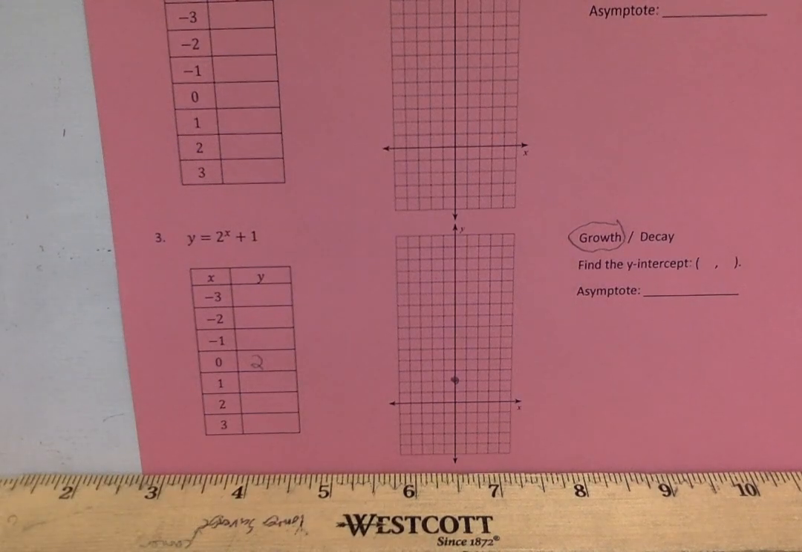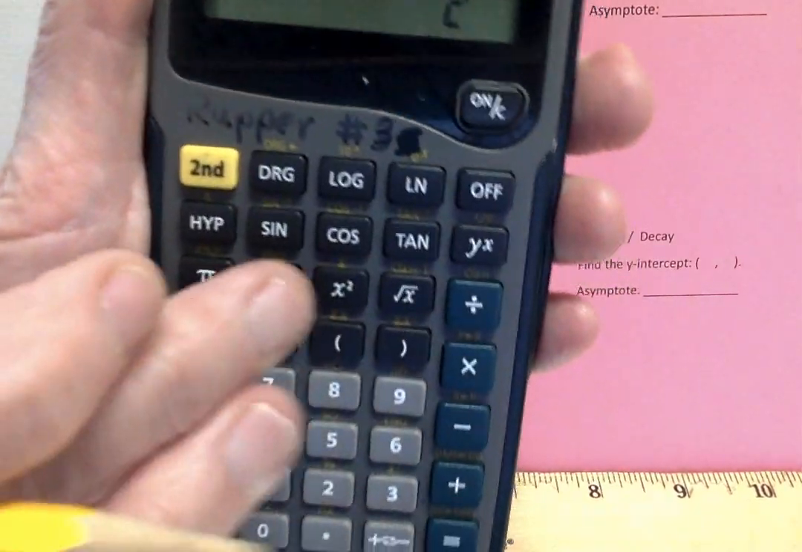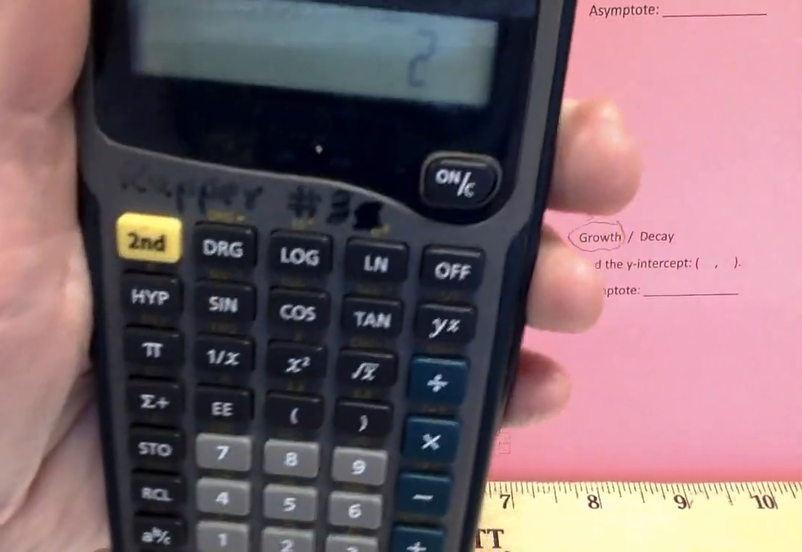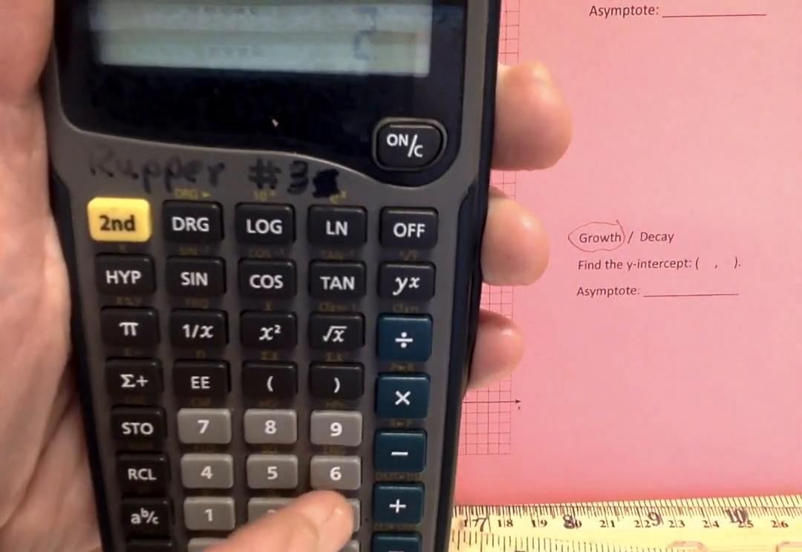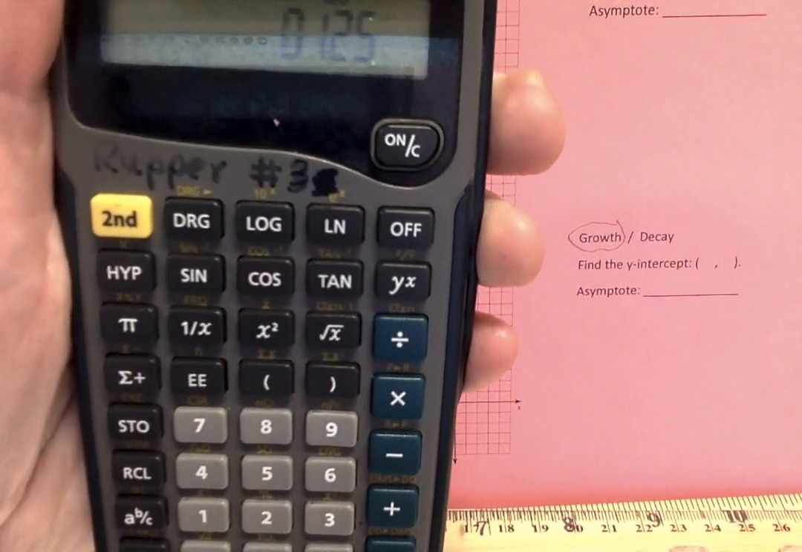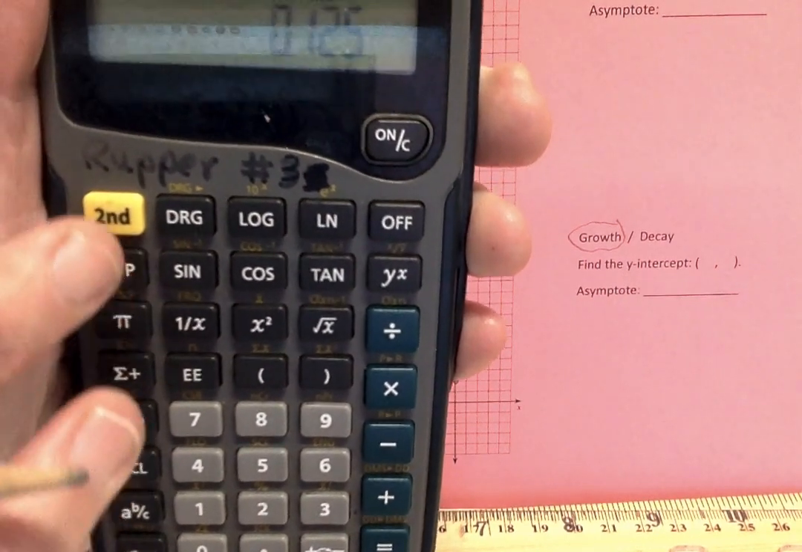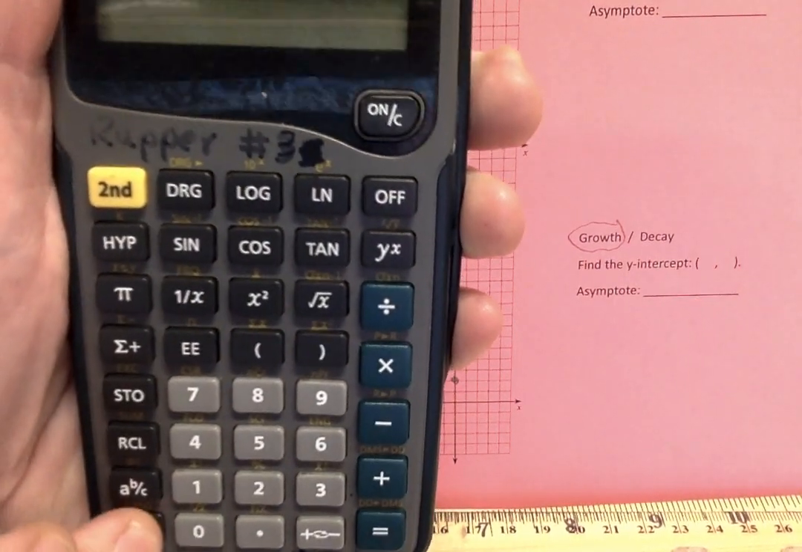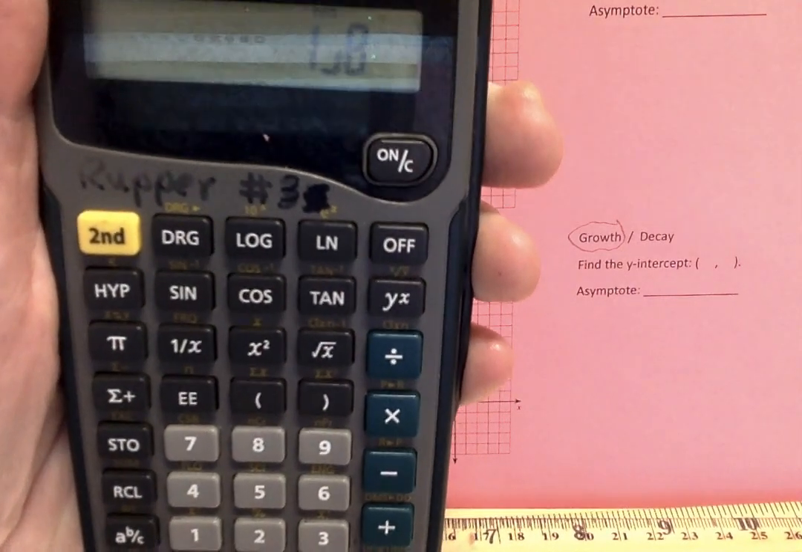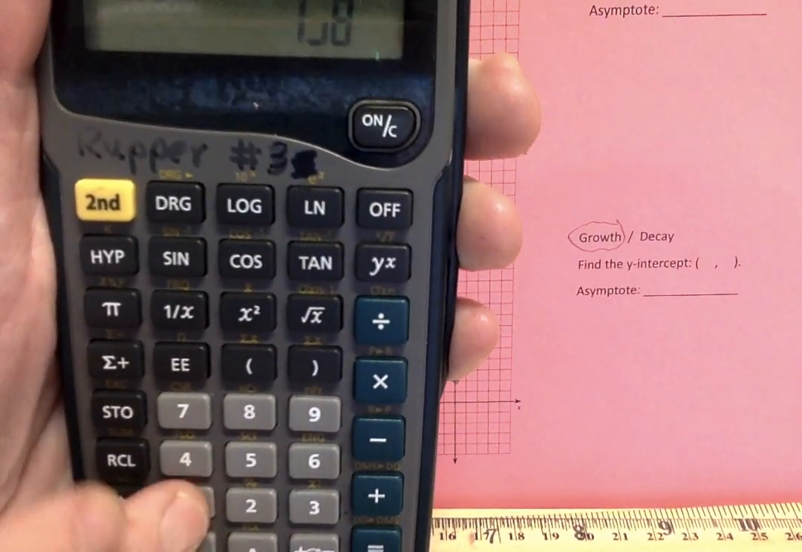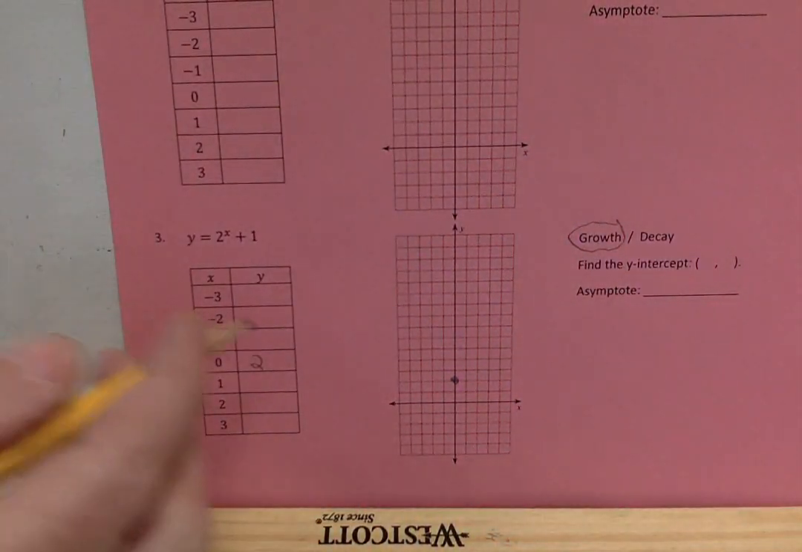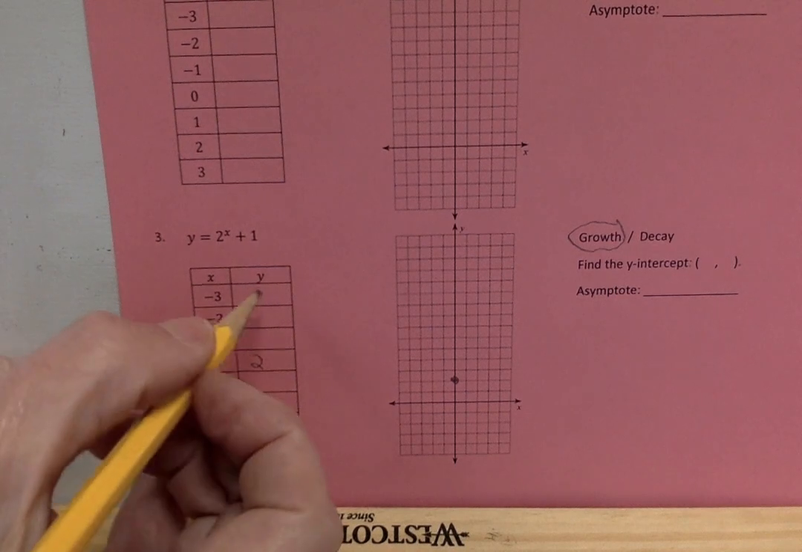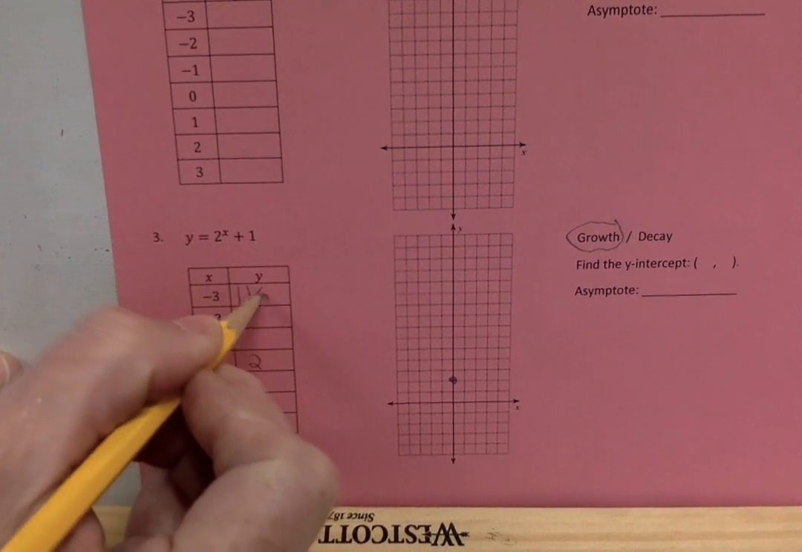So 2 to the negative 3, again, I'm going to put 2, y to the x, 3 negative equals. I'm going to change that by going second arrow. So that's 1/8 plus 1. 1 and 1/8. That's how that's read. So that's 1 and 1/8.